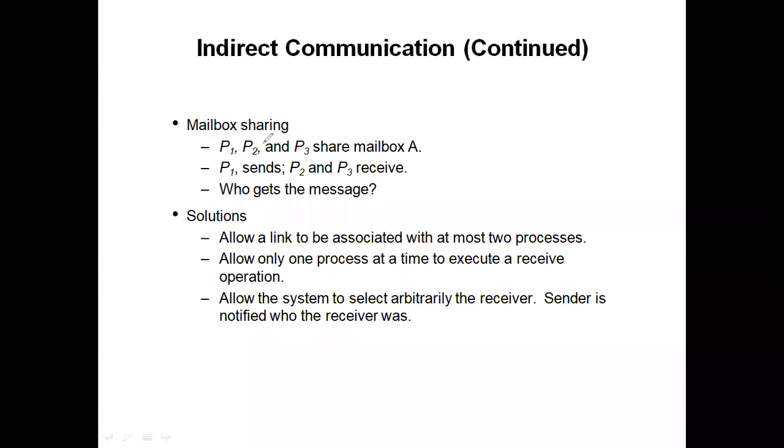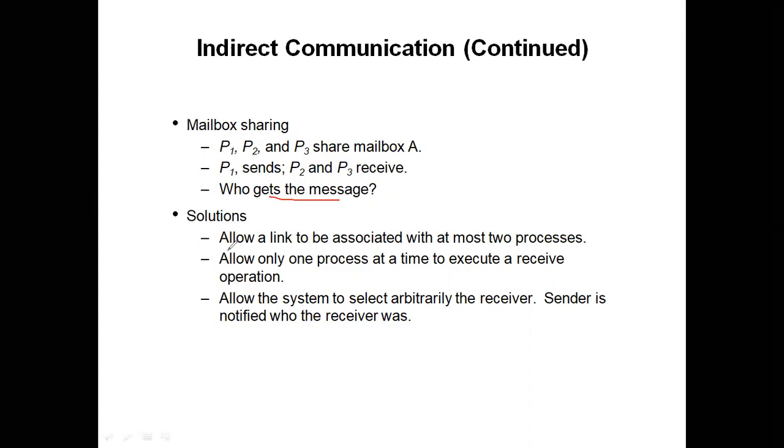Consider processes P1, P2, and P3 sharing a mailbox A. Now, what happens? P1 sends, and therefore P2 and P3 will receive from the mailbox. So, who gets the message? We have to decide what happens. Suppose there is a mailbox shared between three processes P1, P2, and P3, and suppose P1 sends a message and P2 and P3 receive the message. We have to decide who will get the message.